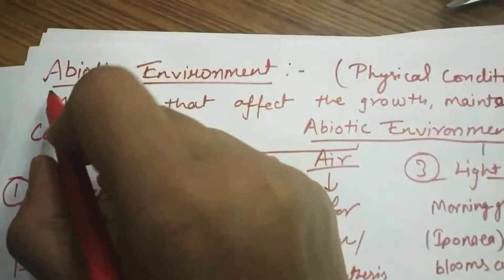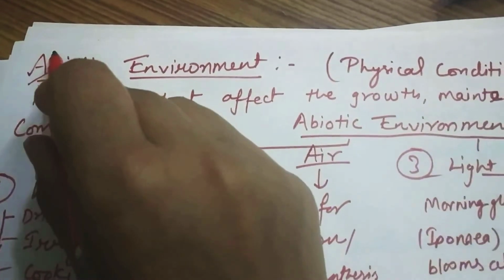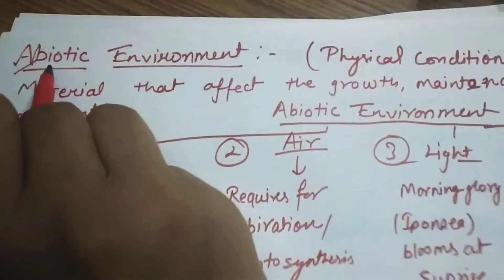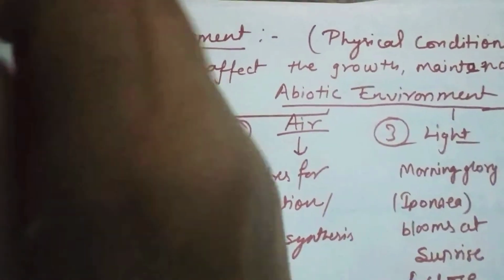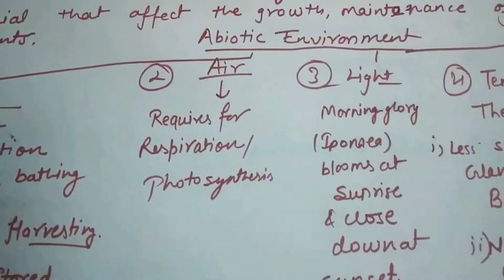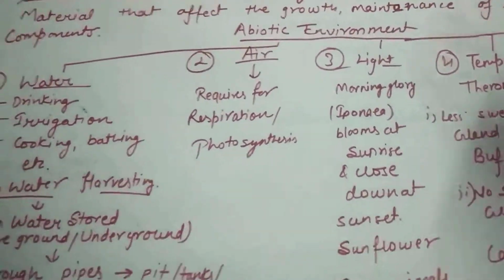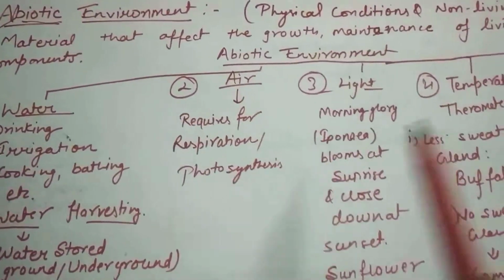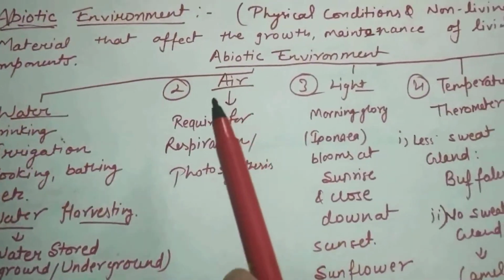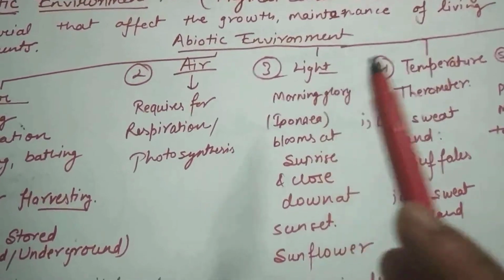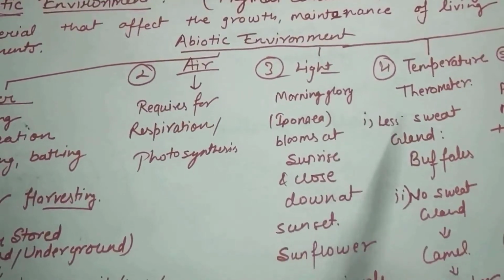As the name itself shows, there is an A here and there is the word biotic. Biotic means something that is living, and here is A, so these things are not living but they affect the growth of the biotic environment. So this has been divided into 5 points. First is the water, second is the air, third is the light, fourth is the temperature and fifth is the soil.